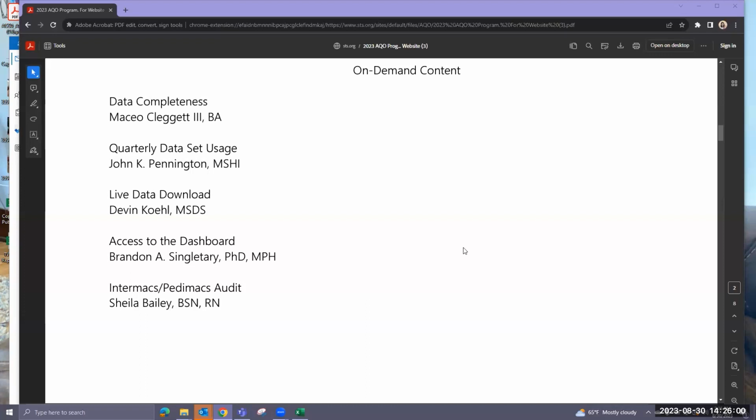Devin Cole does a fantastic presentation on live data downloads, and she's going to give us that presentation this year. Brandon's going to talk more about the dashboard. And then Sheila Bailey is going to talk about auditing. She's had some experience with Intermacs and PDMacs audits and how to prepare and go through the audit process at your own site and what that will look like. So we have a really full agenda with some really great presentations from some fantastic speakers.